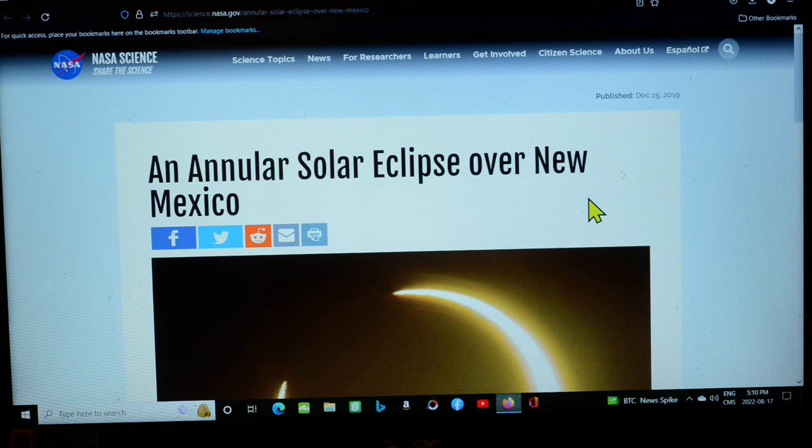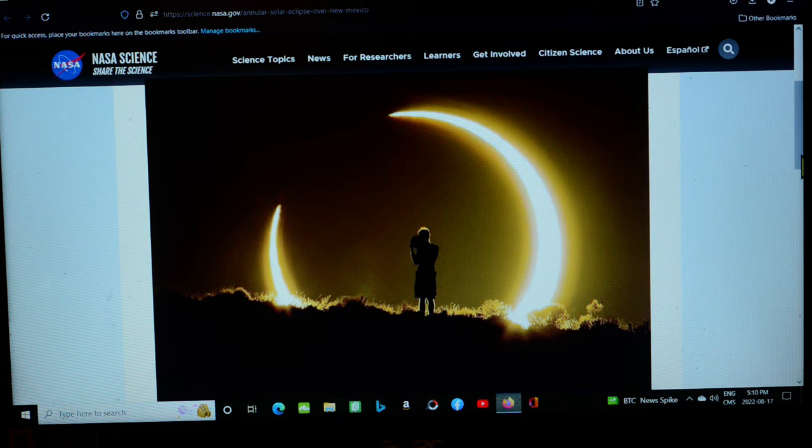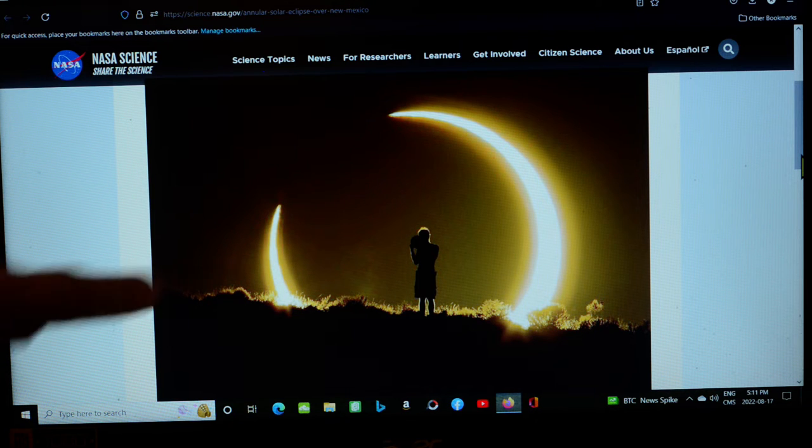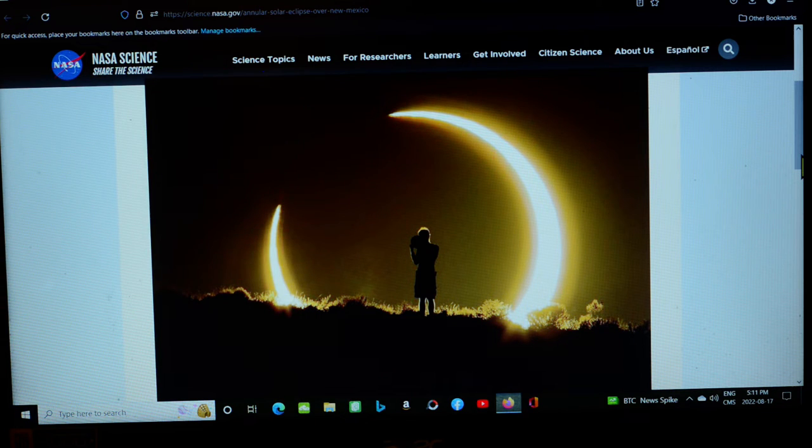Annular solar eclipse over New Mexico. And we can see that we don't see the whole thing, but we see something that's pretty identical to what we see on that curbstone at Knowth. Beautiful image, one of the best images of an annular eclipse I've ever seen. So we see the moon is not large enough to completely cover the sun. In fact, it looks quite small in this one.